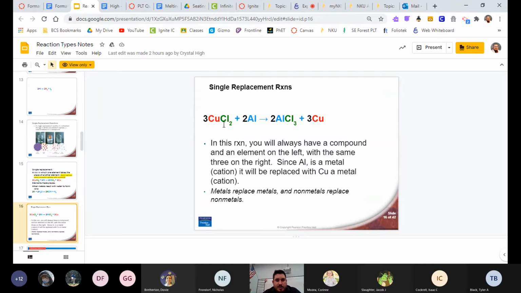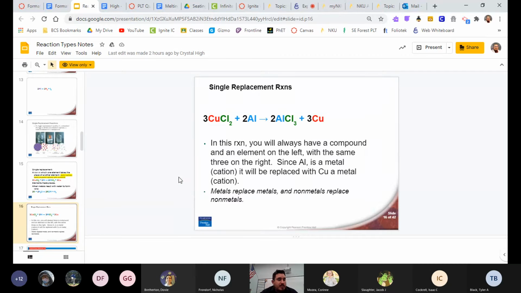And so, for example, here is copper chloride and aluminum this time instead. The aluminum and the copper can switch places. So instead of being copper chloride, now you have aluminum chloride and copper. Okay, and so this is a single replacement. One element replaced one element, and they switch places. Okay, very common.